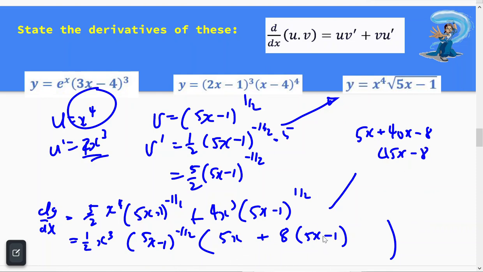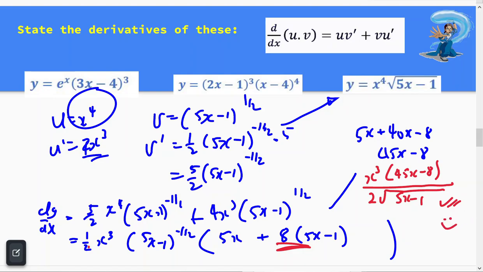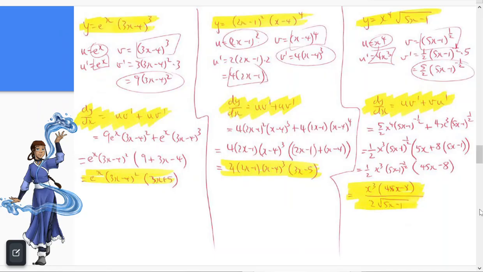answer of, where's some space? My final answer is going to be, the 2 goes downstairs, the x cubed stays up the top, this goes downstairs as the square root of 5x minus 1, and this factor here is 45x minus 8, and that's going to be my final answer. And you can see all of those there.